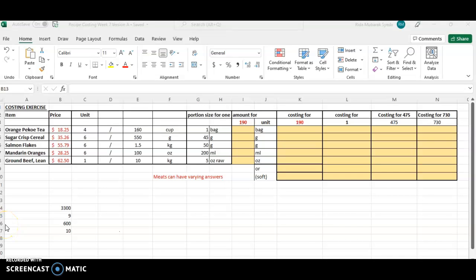Hello everyone, my name is Rida and today we will be doing recipe costing. So over here we're given 5 ingredients.